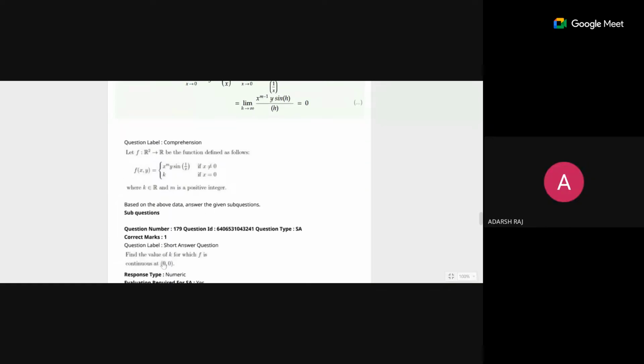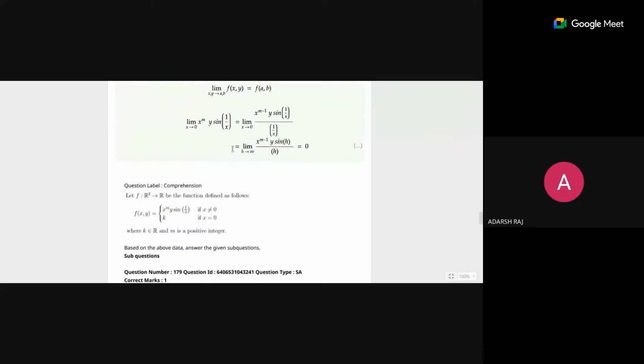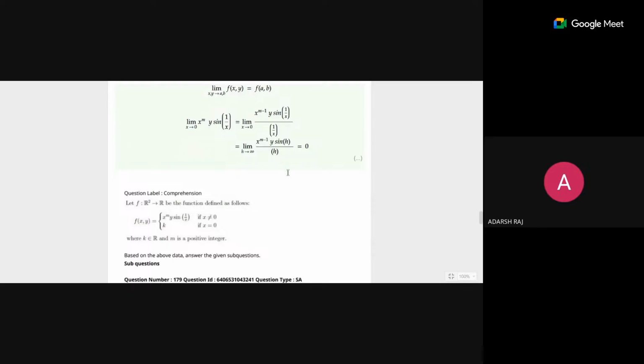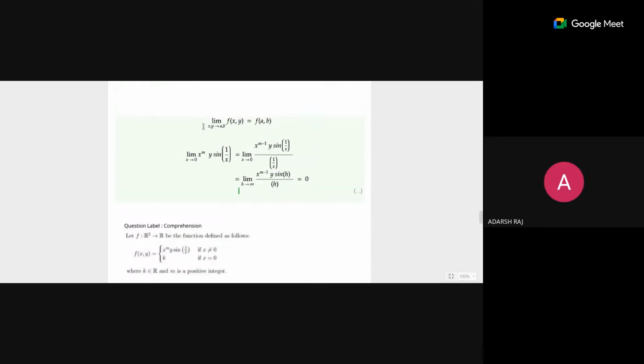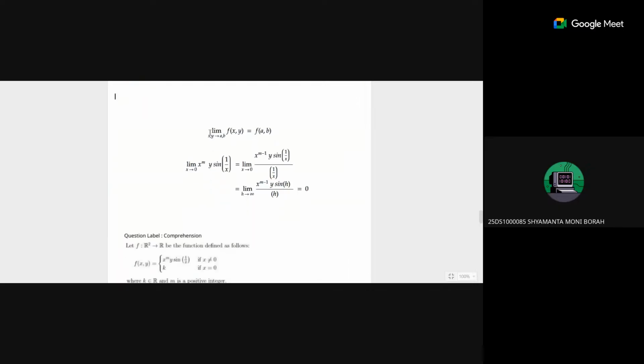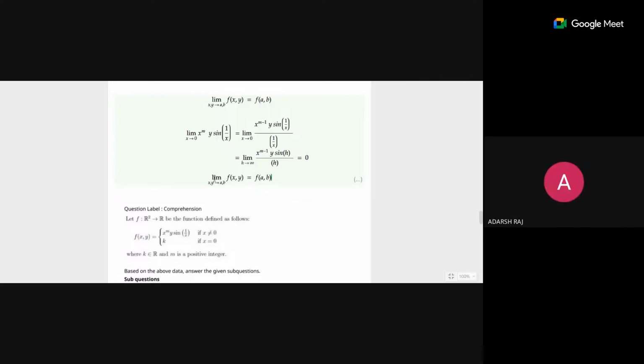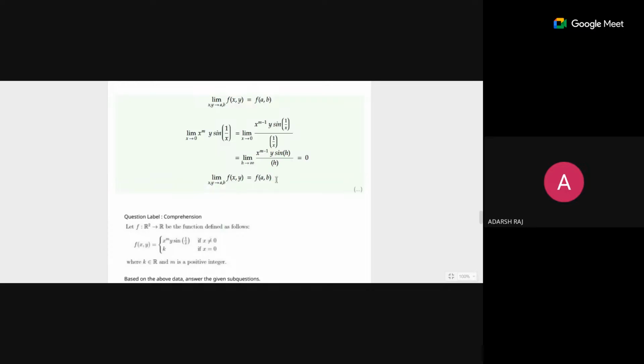And the question is asking to find the value of k for which f is continuous. It means the limit of this function when x tends to 0 is equal to the value of the function at x equal to 0, for the function to be continuous. So what is the value of k? 0, sir. So the limit we get here is 0, and the value of the function at x equal to 0 is k. So we get k is equal to 0. Got this?